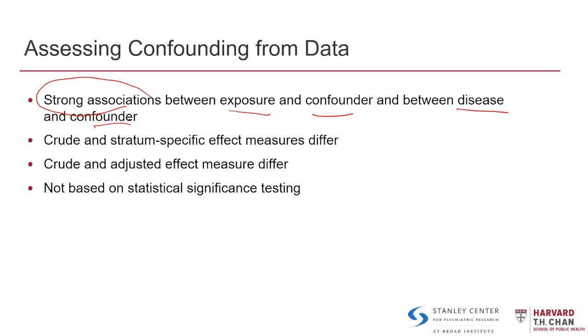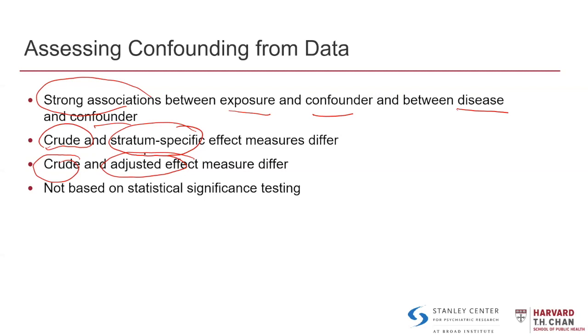The next one is the crude and the stratum specific effects must be different. So the crude is the unadjusted, and the stratum specific effects should be different. The crude and the adjusted effect measures should be different. Finally, it shouldn't be based on statistical significance testing. This is a ubiquitous problem that I see oftentimes in reviewing manuscripts or in seeing published literature. We do not assess confounding based on statistical significance.